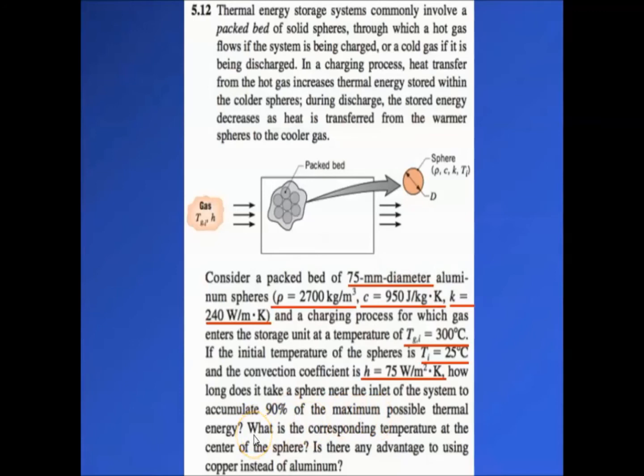So we're looking for a time there. What is the corresponding temperature at the center of the sphere? And is there any advantage to using copper instead of aluminum? So we want to find a temperature value and then possibly redo the problem using copper properties rather than aluminum properties when we solve this out.